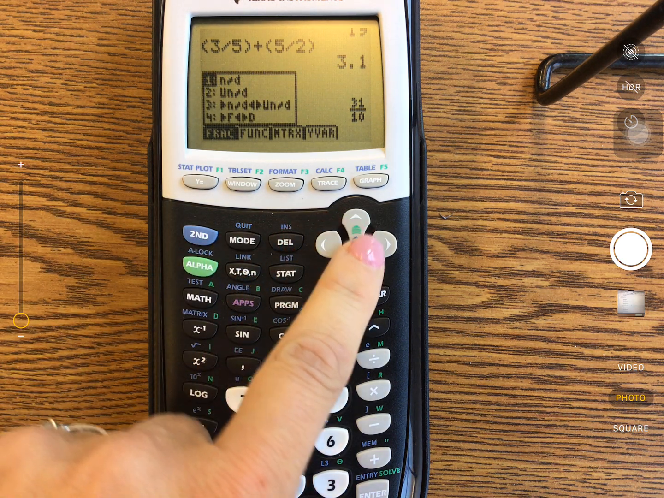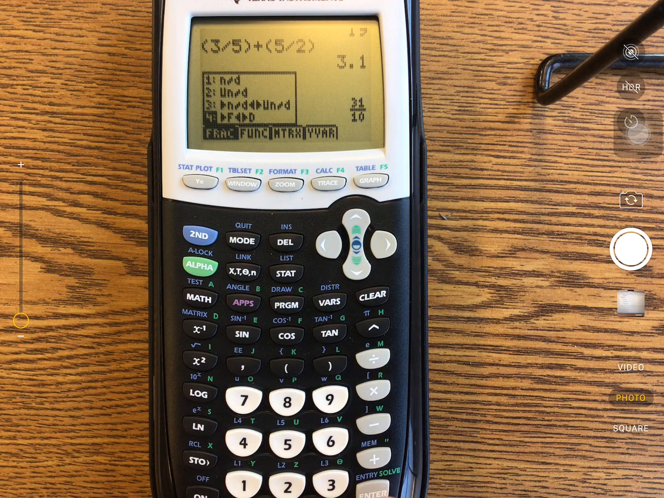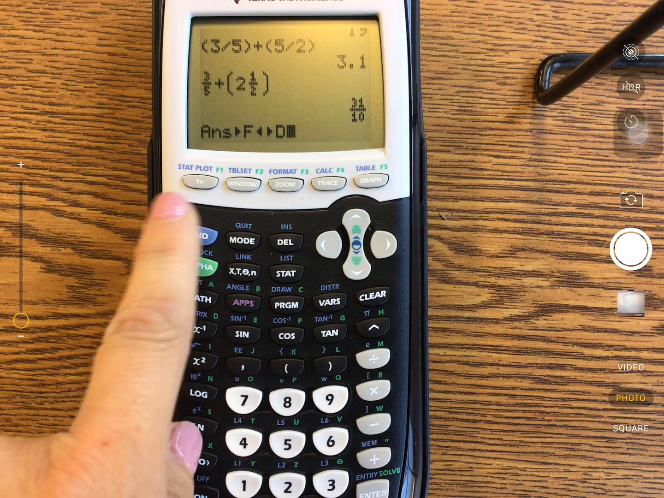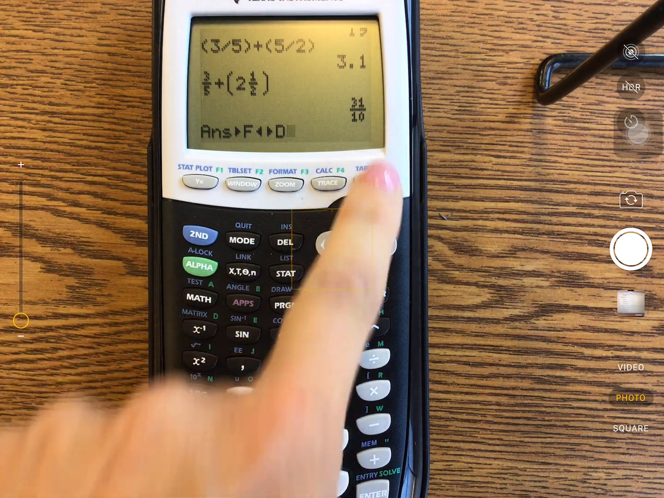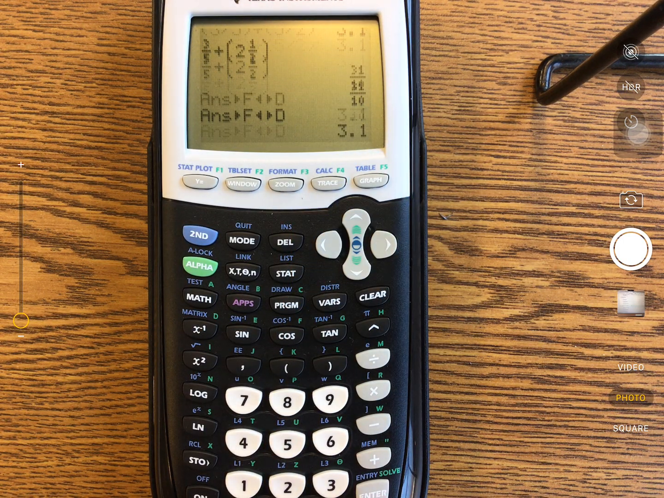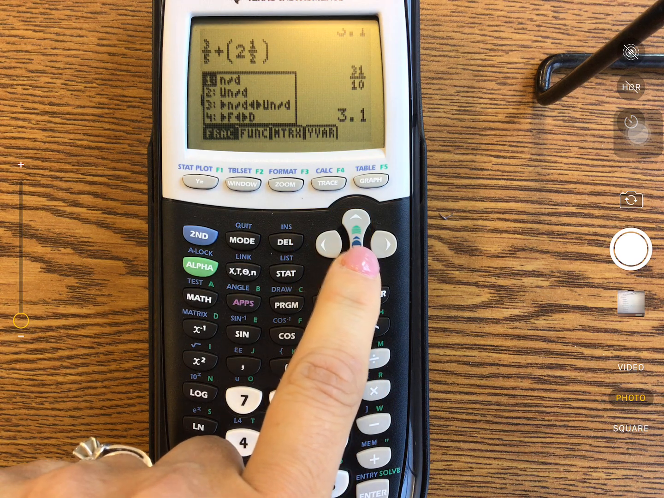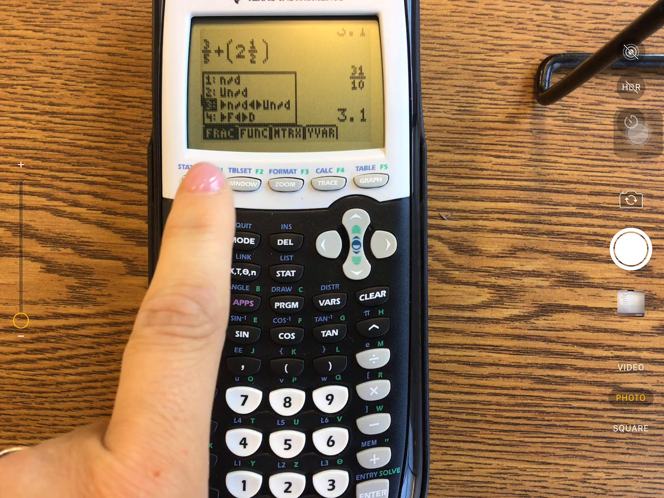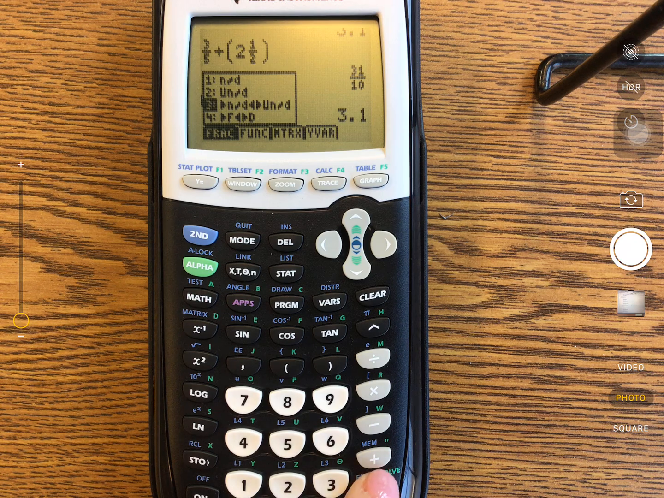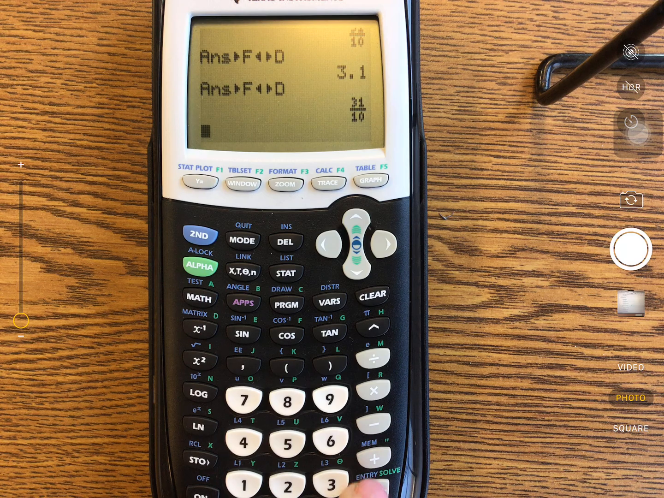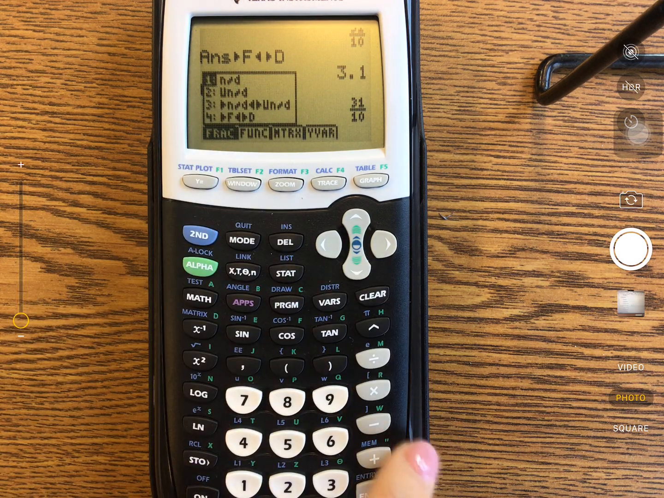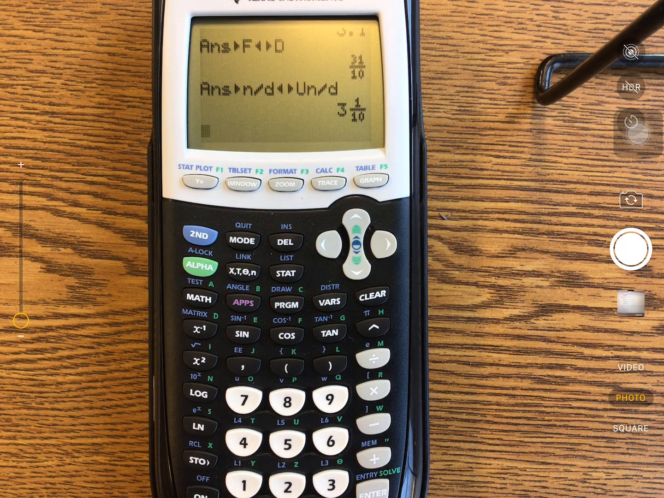Now, if we want to change that to a decimal, we can go back into our alpha, y equals. We can go down to fraction to decimal, hit enter. It takes our answer that we just had, which is 31/10, and changes it from a fraction to a decimal. We hit enter, and it's changed it to a decimal. If we want to change it to a mixed number, alpha, y equals, we can go down to fraction to mixed number. Now, I've got it in as a decimal, so I'm going to change it back first to a decimal, and then I'm going to change it to a mixed number. And it will do it for us.